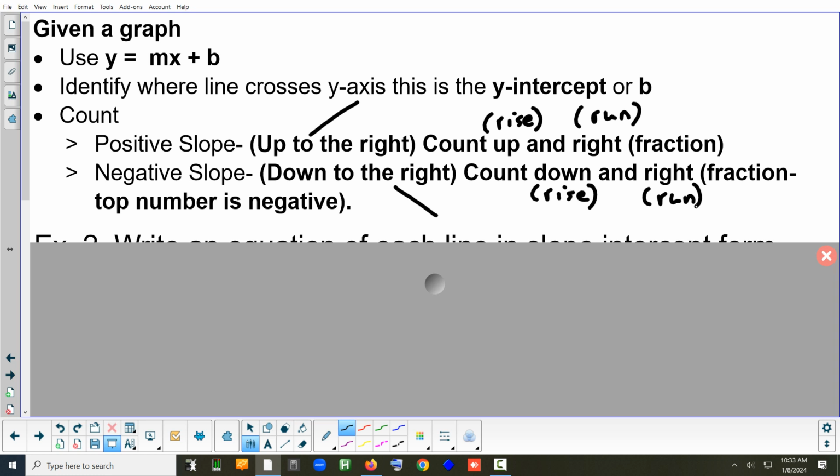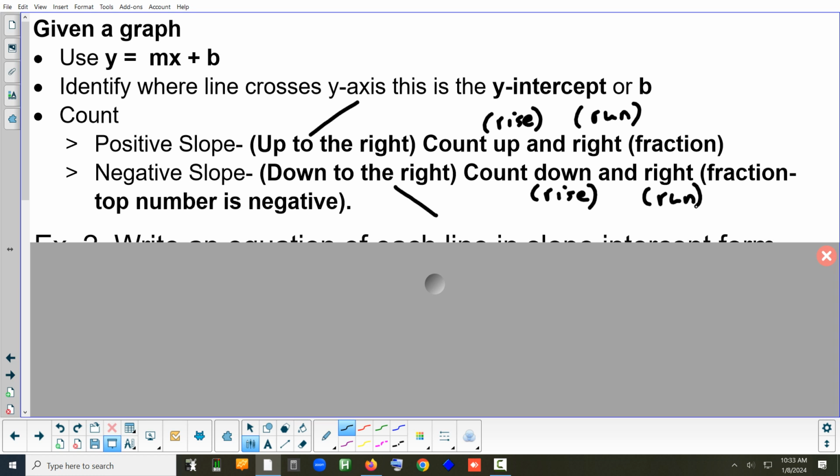Vertical is one. What's another one? Horizontal. We're not going to talk about vertical, but we are going to talk about horizontal. Well, if it slants up, that's a positive slope, and it slants down, that's a negative slope, what kind of slope do you think horizontal is?